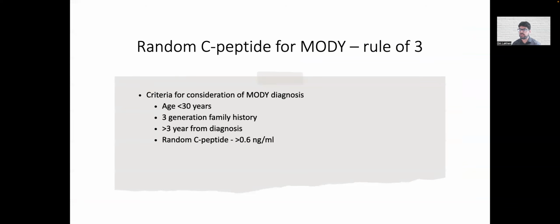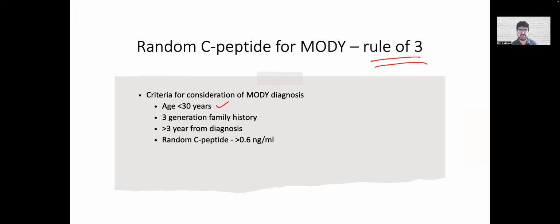Okay. Now, one clinical criteria was developed for MODY. This is a common issue: does my patient have type 1 diabetes or MODY? Apart from type 1 and type 2, we also need to differentiate type 1 from MODY. What you have to understand is that, just like type 2, MODY patients also have preserved C-peptide. So there is something called the rule of 3 for MODY diagnosis.